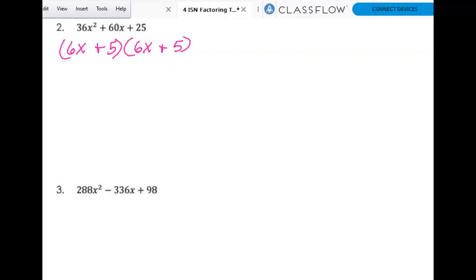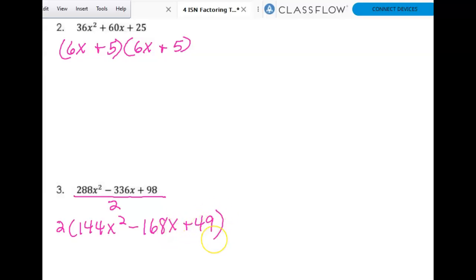So the last one, y'all, 288 is not a perfect square. So can we divide by 2? Let's try that. So I divide out the 2. What's different about this one? Are they both pluses? They're not. Okay, so let's keep that in mind.